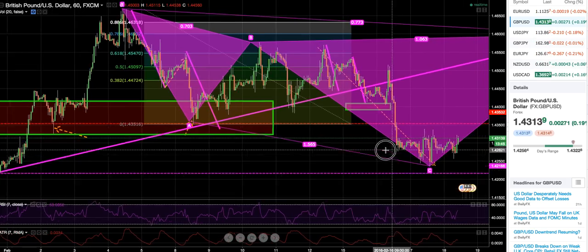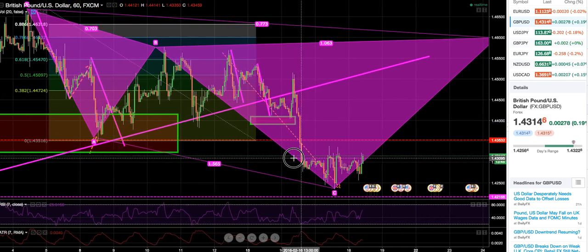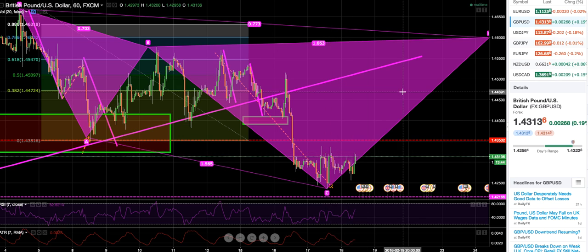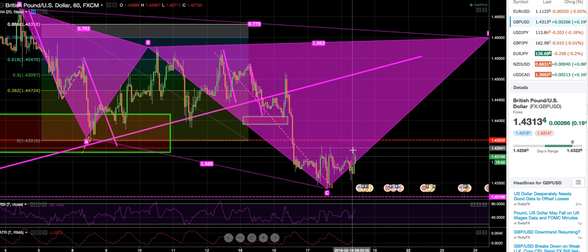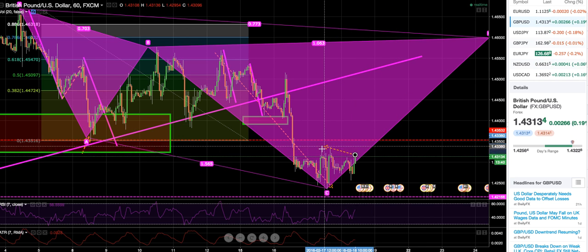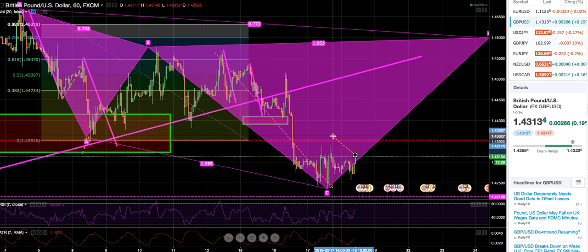So some might say you can go short right here, hide your stops above these two spikes. And yeah, you can do that if you're really interested.